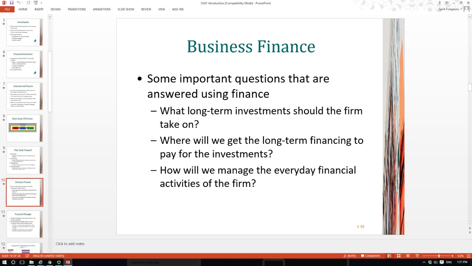To take on the business finance role in a corporation, we need to answer several questions. What long-term investments should a company take on? Where will we get the long-term financing to pay for investments? And how will we manage the everyday financial activities of the firm? Those are typical questions that a finance manager in a corporation needs to answer on a daily basis.